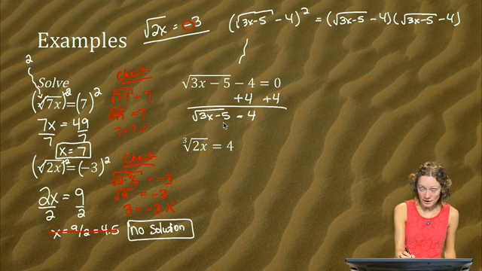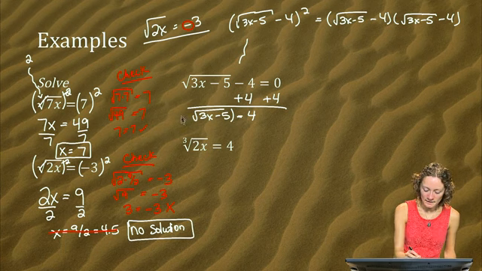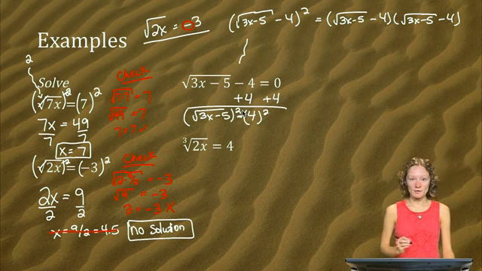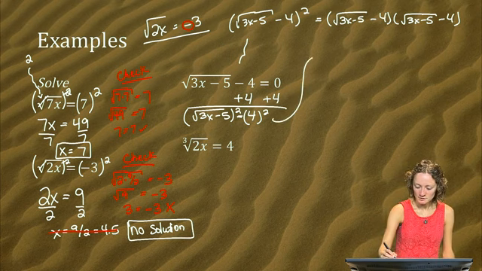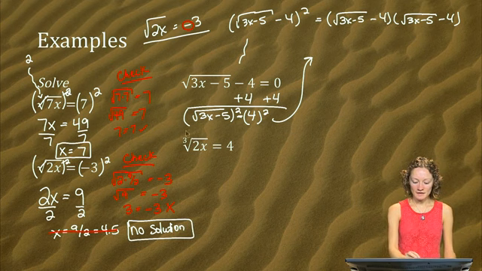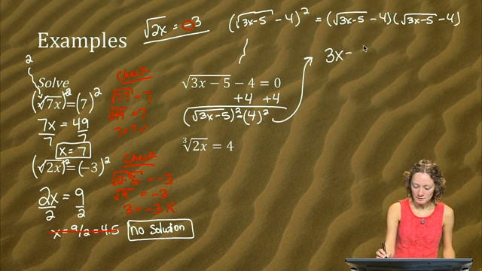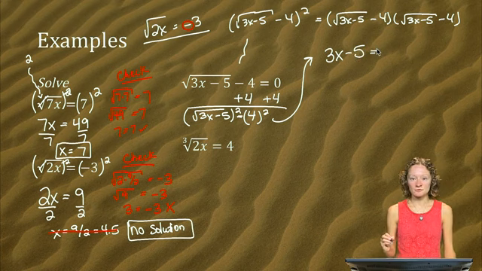Okay, so we've isolated on our problem. Now we can raise each side to the power equal to the index, which is a 2. Let's bring this up here. On the left, the square root and the second power undo each other. We get 3x minus 5. On the right, 4 squared is 16.